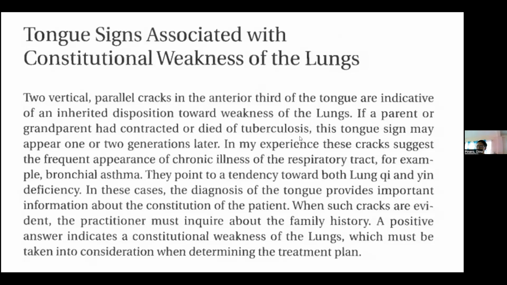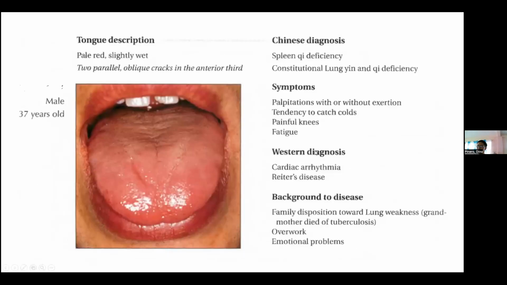plan. Okay. So here we have a case of a male, 37 years old. The tongue is pale red, slightly wet. So there's a spleen qi deficiency. There's also 2 parallel oblique cracks in the anterior third. So, na-observe po natin, mabuti. So, there's a constitutional lung yin and qi deficiency.